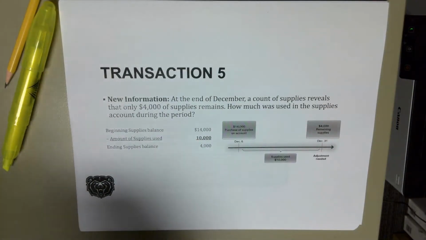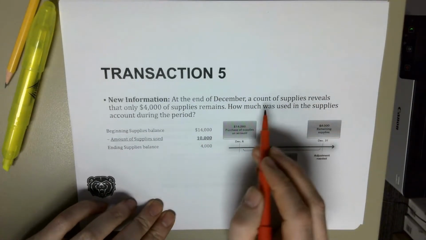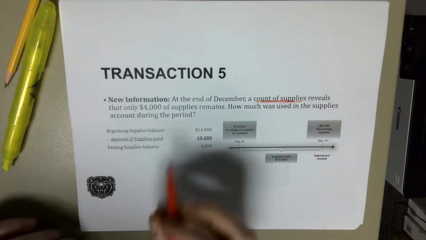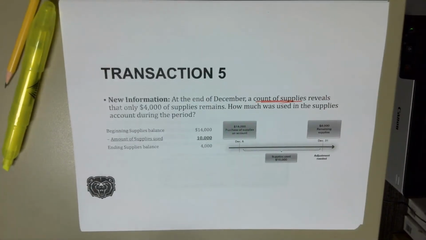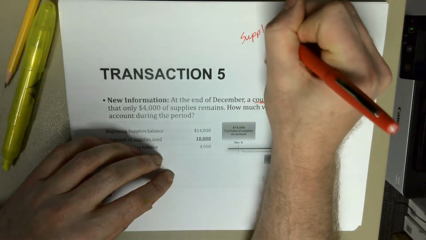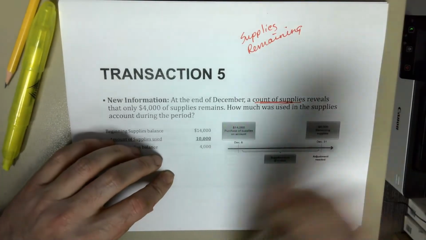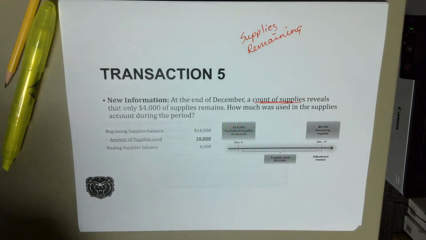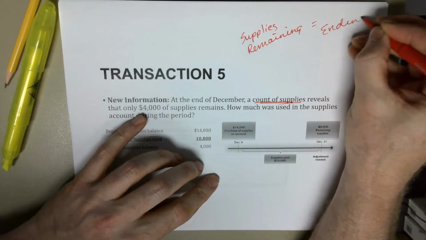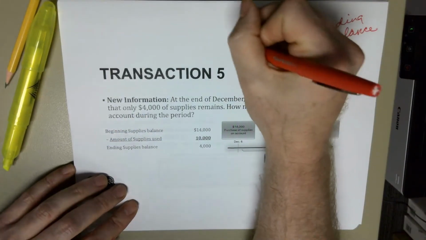So let's talk about what happens at the end of December, at the end of that month, okay? At the end of December, an account of supplies, they're kind of doing an inventory of supplies, and they'll say, hey, you've only got $4,000 of supplies remaining. Good tip here. When you see supplies remaining or inventory remaining or whatever the case, just know that is your ending balance. Okay, good tip right there.